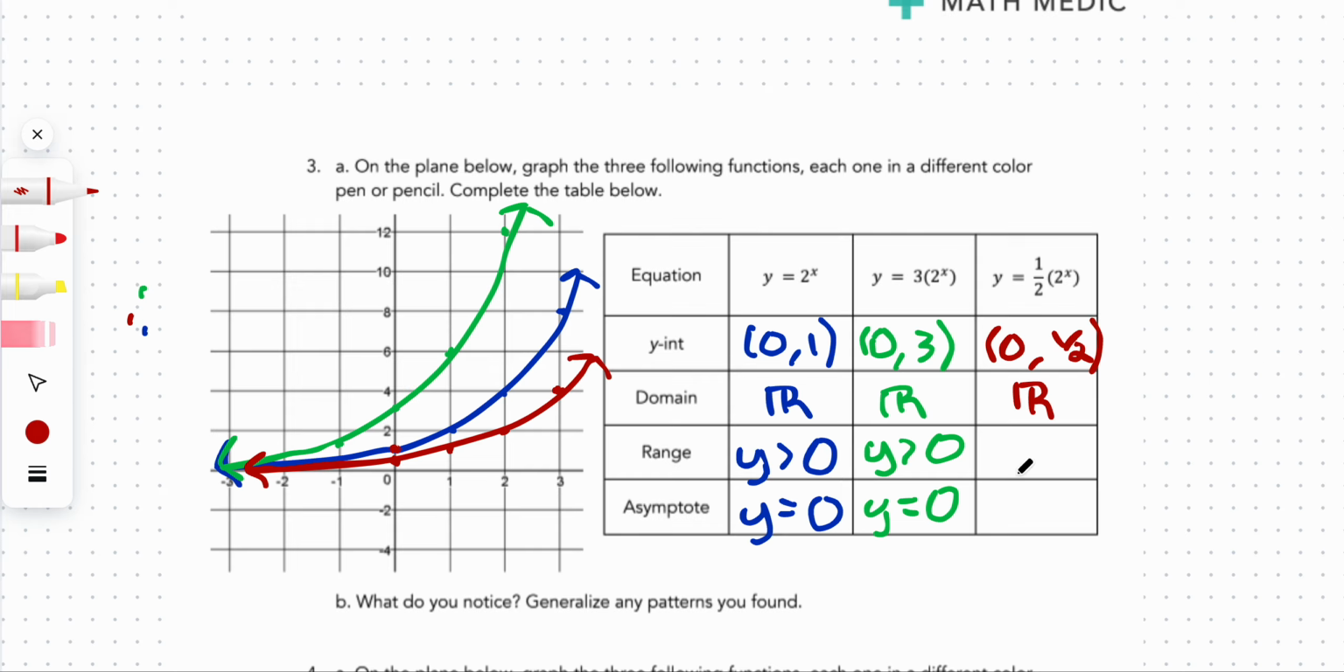So what's the range? Same deal. Y is greater than 0. And it approaches y equals 0, right? It's approaching the x-axis, but never actually touching it.